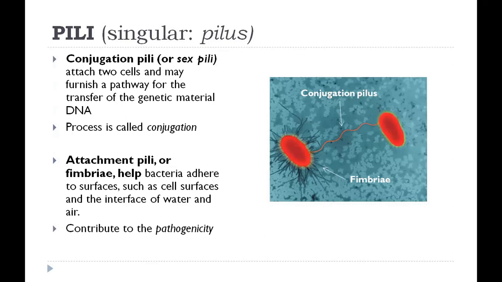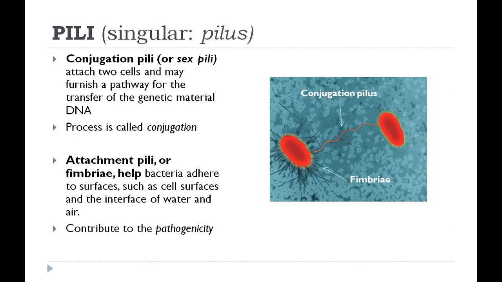So conjugation pili, also known as sex pili, help in conjugation of two bacterial cells. But this type of conjugation does not lead to any kind of reproduction. This is not the way by which bacteria reproduce, and this conjugation will not lead to the birth of any new bacterial cell. It basically helps in genetic transfer from one bacterial cell to another. So DNA and genetic material is transferred from one cell to another with the help of conjugation pili.